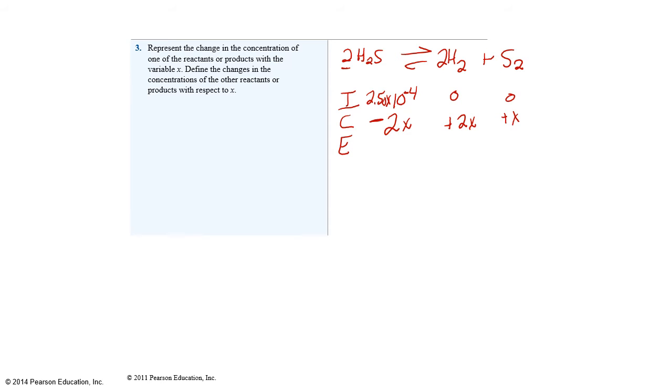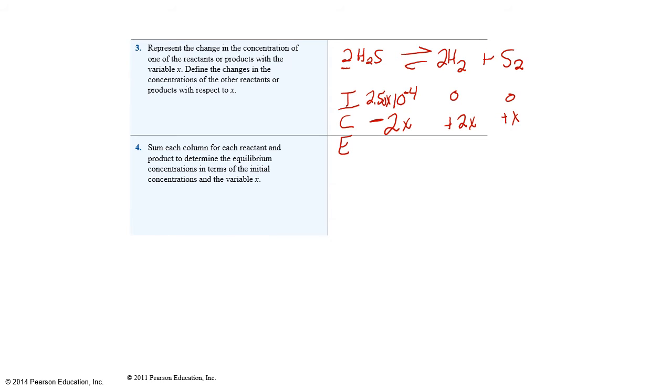Okay, now we can sum each of the columns in order to figure out what our equilibrium concentration is going to be. So we're going to get 2.50 times 10 to the minus fourth minus 2x. 0 plus 2x gives us 2x, and 0 plus x gives us x. And so these are the concentrations that we're going to be using, represented with x, in our equilibrium constant expression.